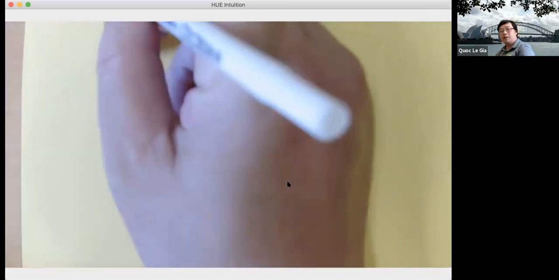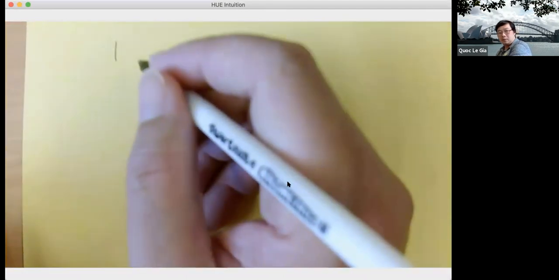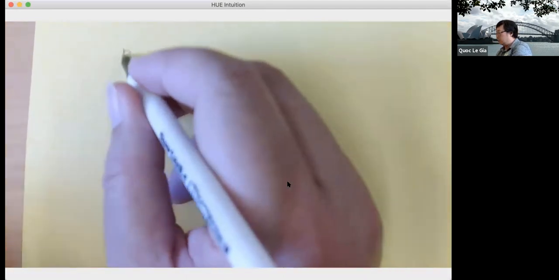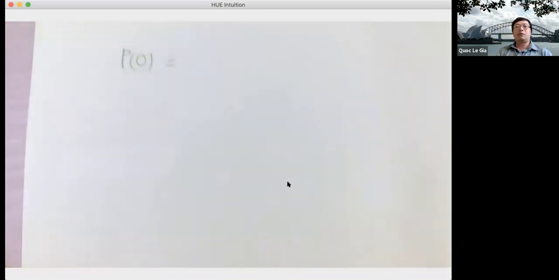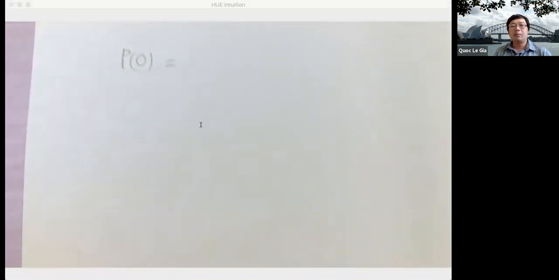So suppose we have P0, let me try to remember the data. So P0 is 2 and P1 is 0, P2 is minus 3, and P3 equal 5. Okay.